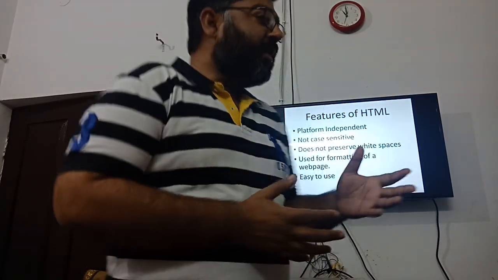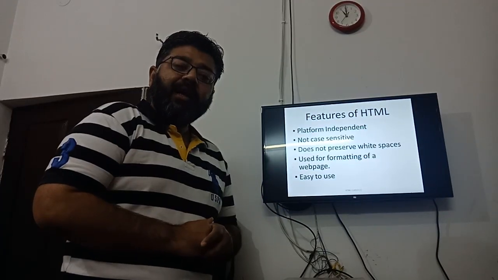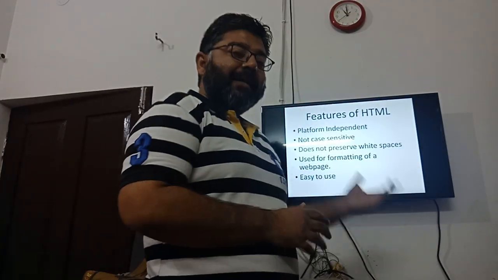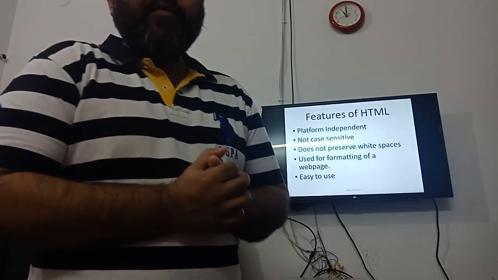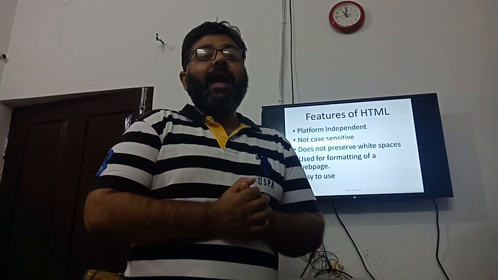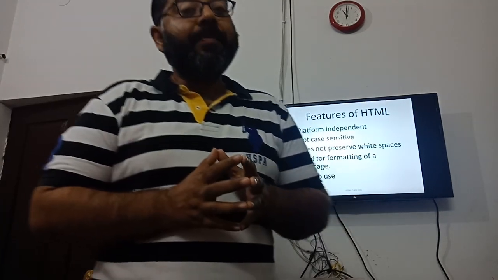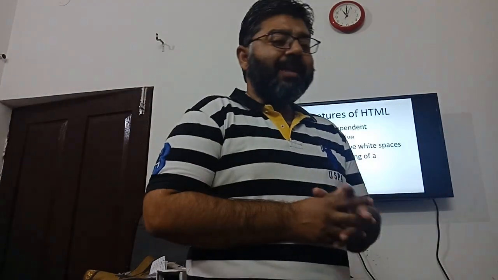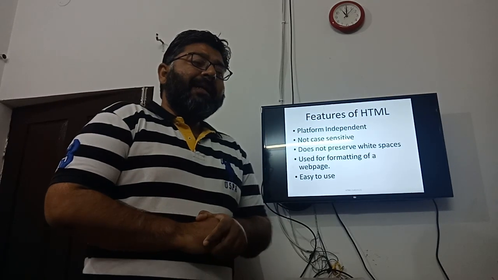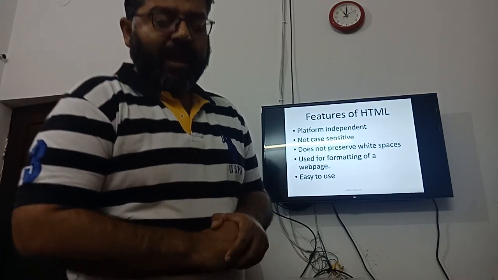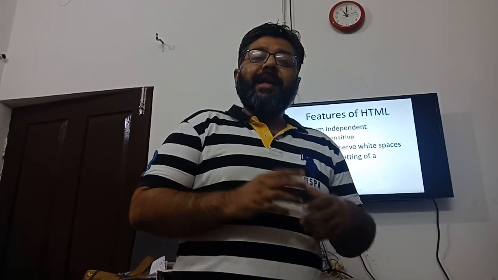So the first feature, as you can see on the screen, there are different features of the HTML given. The first is platform independent, that HTML is a platform independent language, which means that HTML can be used across platforms. Platform means that HTML could be used across different operating systems such as Windows, Macintosh or Linux. You are using any operating system on your computer, on your laptop, it will run on all type of systems.